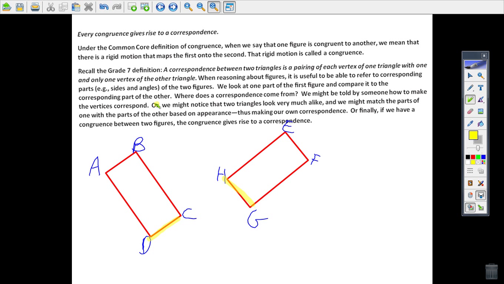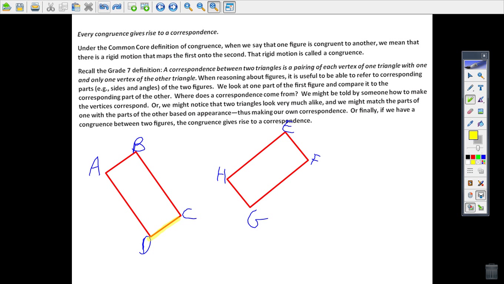So we might also notice that two triangles look very much alike, and we may match the parts of one with the parts of the other based on the way they look. Or finally, if we know that the two figures are congruent, then they always give rise to a correspondence. What do I mean by that?